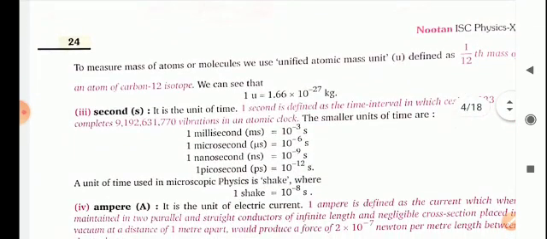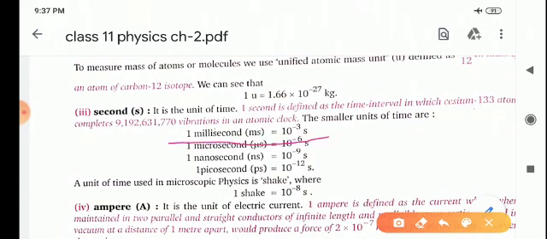Next, third point: second. It is the unit of time. 1 second is defined as the time interval in which a cesium-133 atom completes its vibrations in the atomic clock. The smaller units of time are: 1 millisecond is 10 power minus 3 second, 1 microsecond is 10 power minus 6 second, 1 nanosecond is 10 power minus 9 second, 1 picosecond is 10 power minus 12 second.